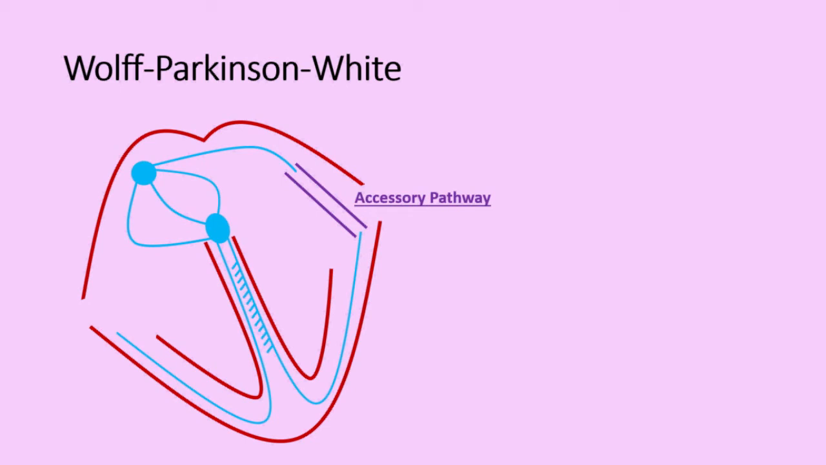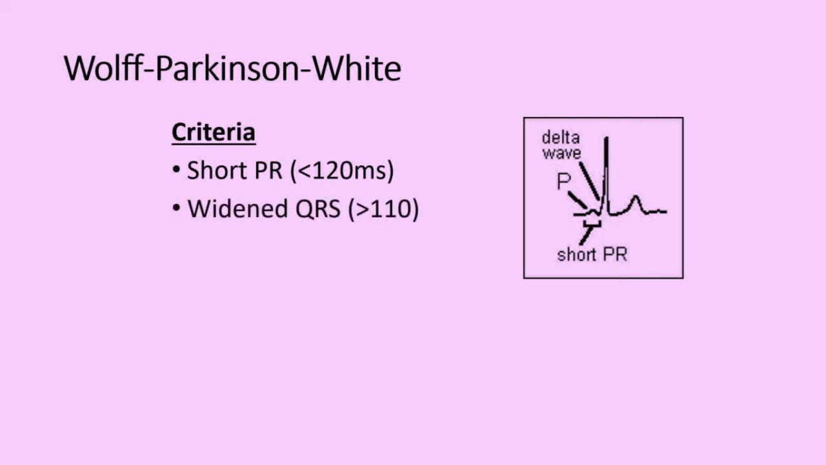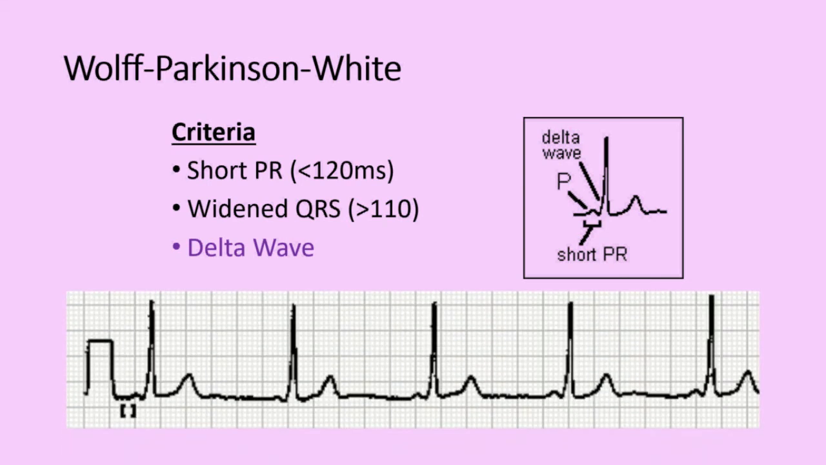Now let's see what WPW looks like on an EKG. The criteria for WPW would be a short PR interval. And again, this happens because you get that premature beginning of ventricular depolarization. And similarly, you would see a widened QRS for the same reason. And then you would see the classic delta wave on the EKG. The delta wave is this slurring upwards of the QRS complex, which is caused, again, by that early beginning of depolarization of part of the ventricle.